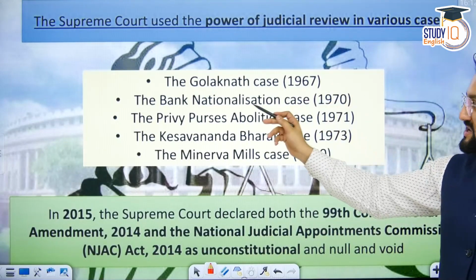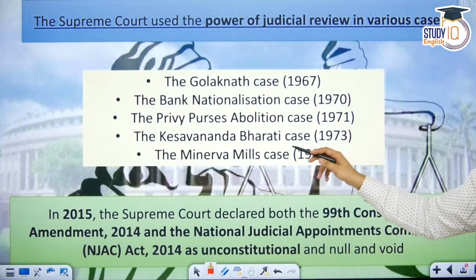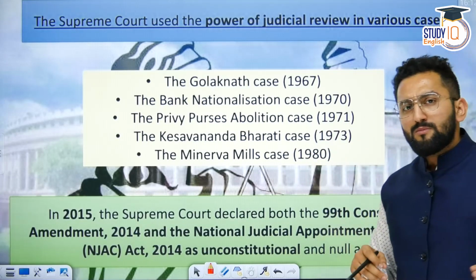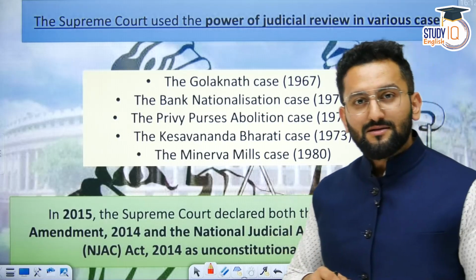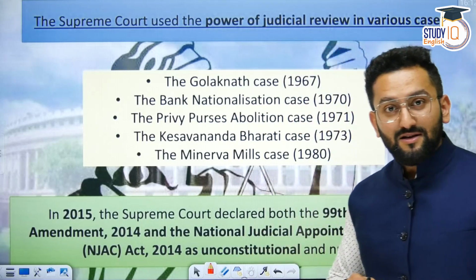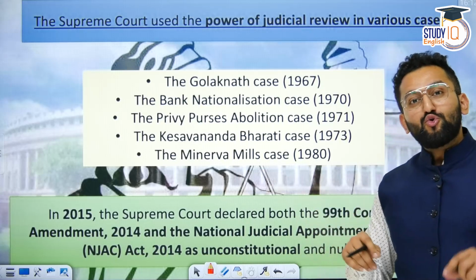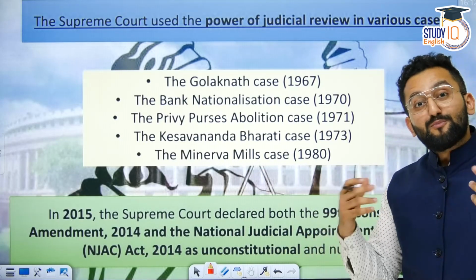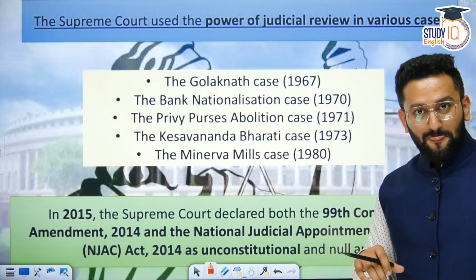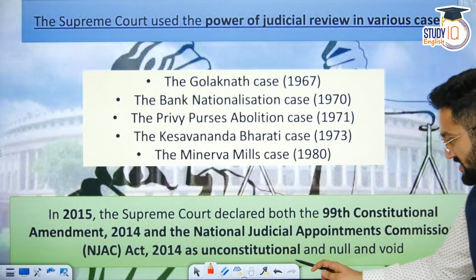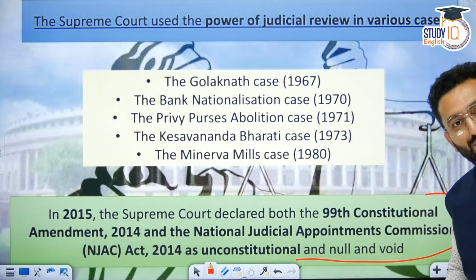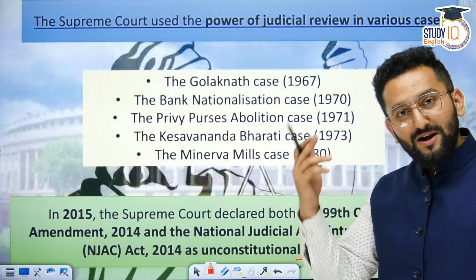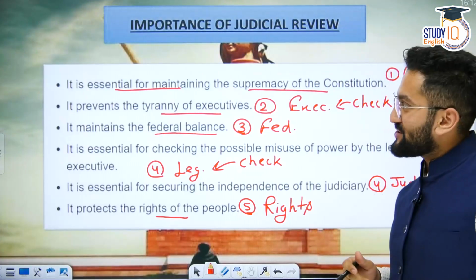Now, the Supreme Court has used this power in a number of cases. For example, Golaknath case, bank nationalization case, privy purse case, Kesavananda Bharati case, the Minerva Mills case. Do you remember the NJAC discussion which we were having in the Supreme Court lecture? I told you that the Supreme Court declared NJAC, which was supposed to replace the collegium system, as null and void. So how did the Supreme Court do that? By using this power of judicial review, right? The Supreme Court said it is against the independence of judiciary, and independence of judiciary is basic structure of the Indian Constitution.